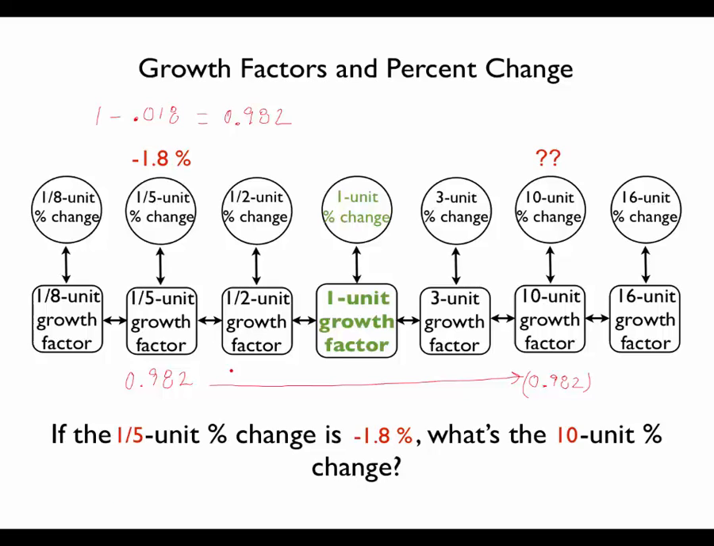How many 1/5s? So we're going to keep multiplying by 0.982 every 1/5 unit. How many times would we need to multiply then to get to 1 unit? Be 5 times, right? So this would be 0.982 to the 5th. I think that's different than what you said, is it? Yeah. Does that make sense?